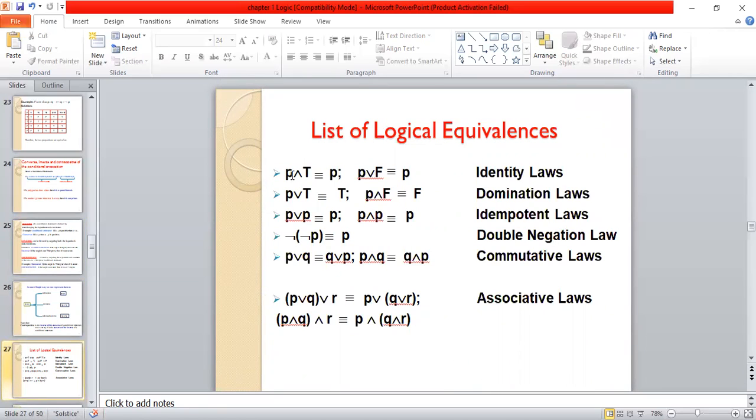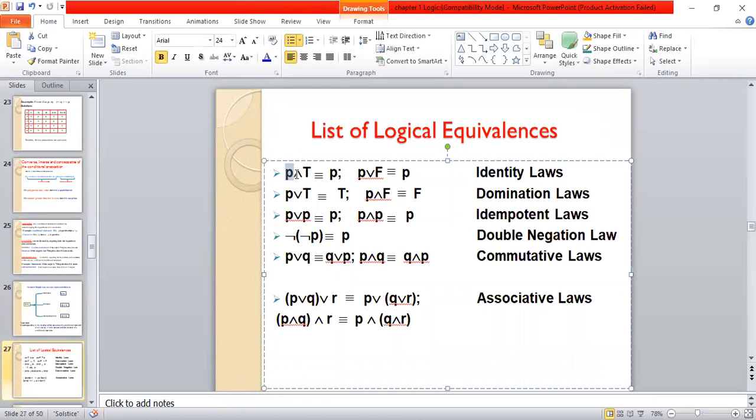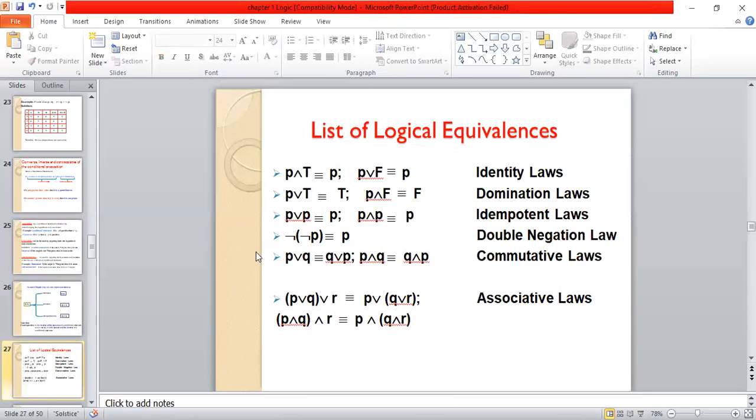The first one is P and true is equivalent to P. You know that when two propositions are connected by and, they will give a true value if both statements are true, otherwise it's false. So this statement depends on the P value. If P is true, it becomes true. If P is false, it becomes false. So you can see that P and true is P, and P or false is also P.